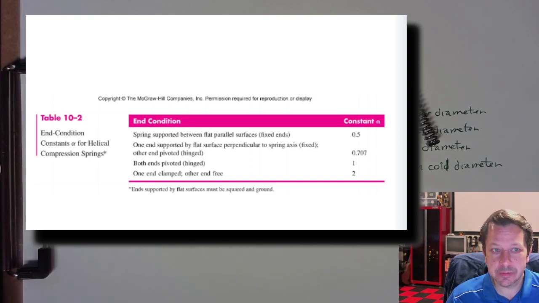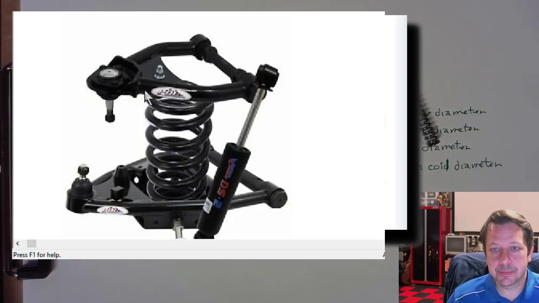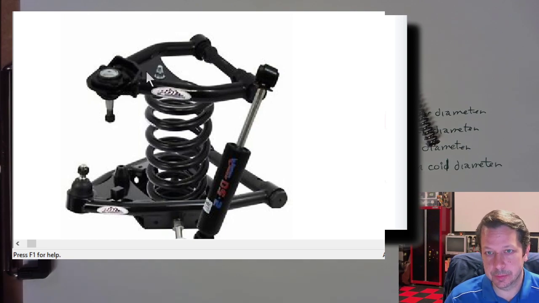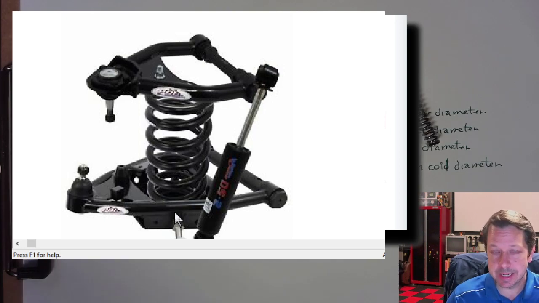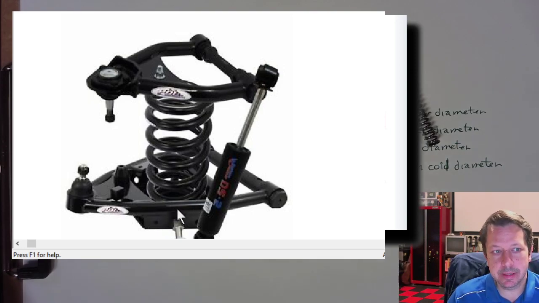So the ends are free to have, oh, you're not being able to see that. That's over here. The ends are not clamped into these control arms, upper and lower control arm. They're just sitting in pockets there, and so they're retained, but they're not really clamped to it. And these surfaces are kind of parallel, so I would not be offended if you put 0.5 in here.